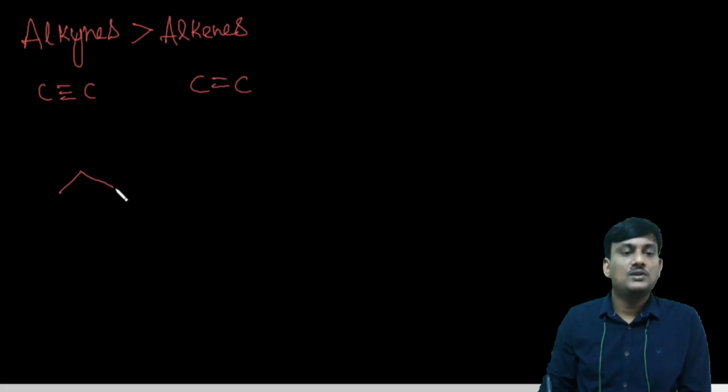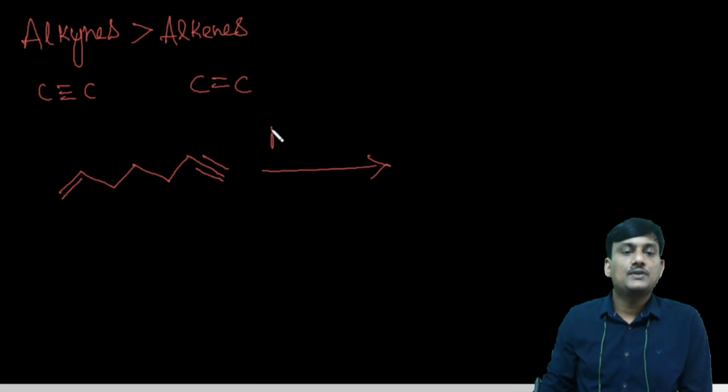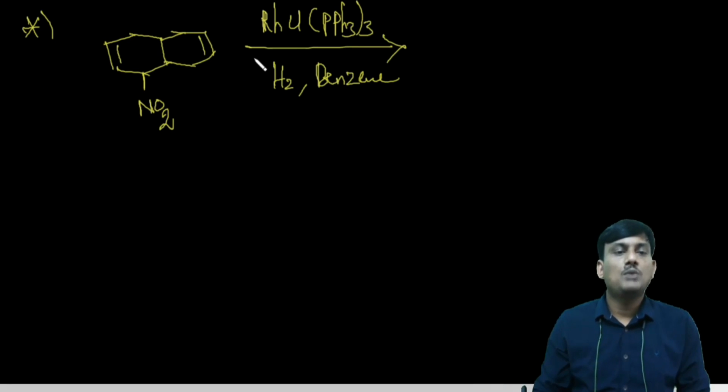Suppose you take the molecule which has C=C and C≡C. This one is a terminal C=C, this one is a terminal C≡C. In presence of Wilkinson's catalyst, here there is a reduction of C≡C into C=C. So there is a formation of alkene.